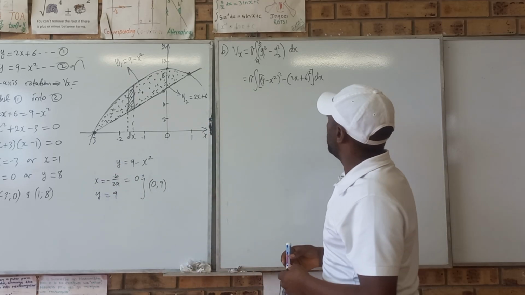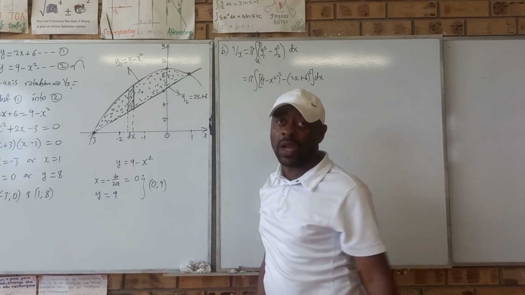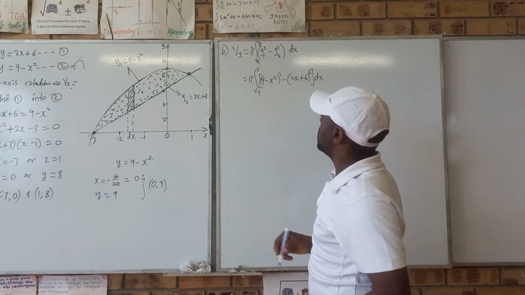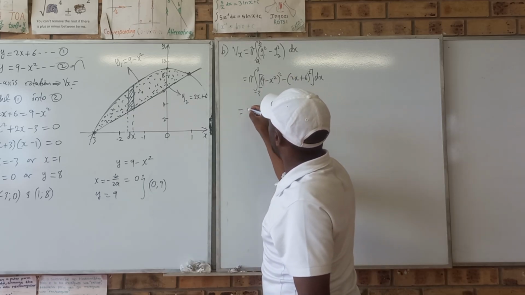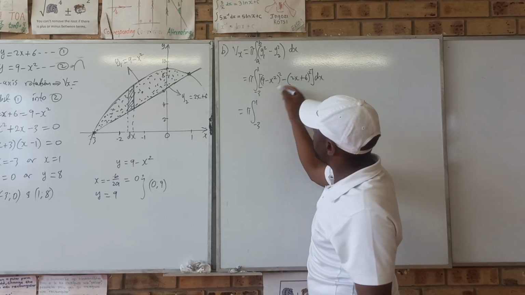If my formula was ending with dy, then I would bring it from 0 maybe to 9 up there. So my limits are from -3 to 1. Then it's time to start expanding, from negative 3 to 1, 9 minus x squared.